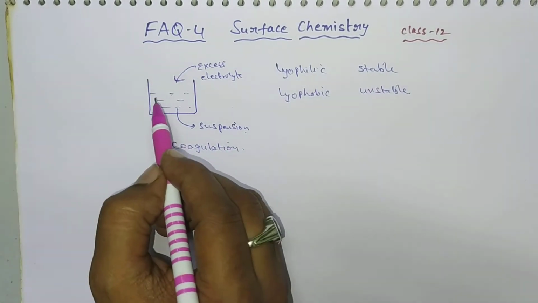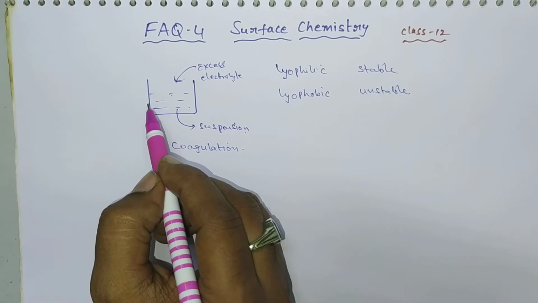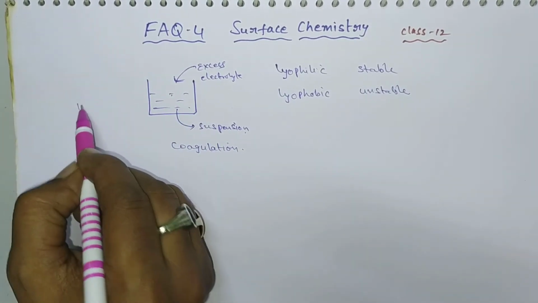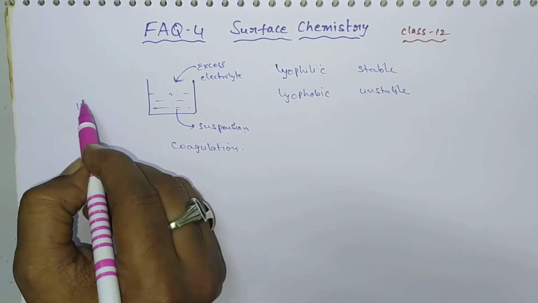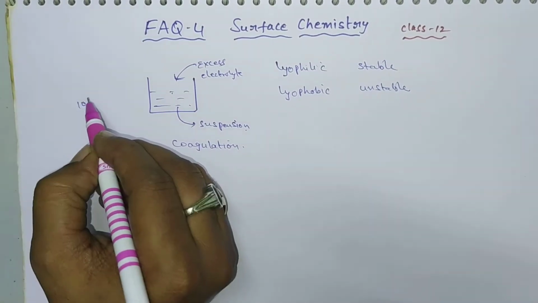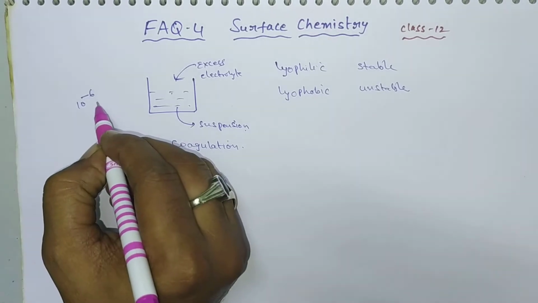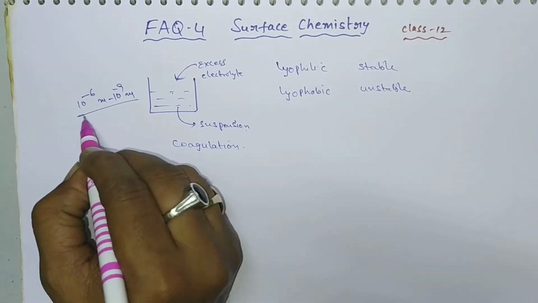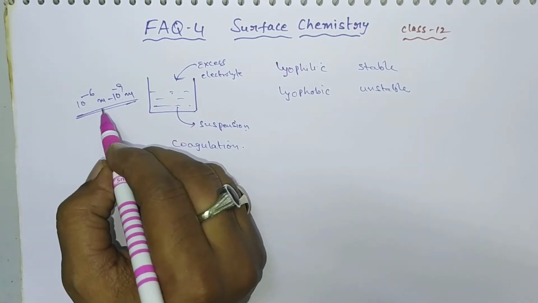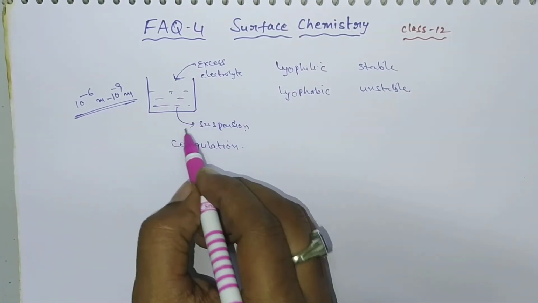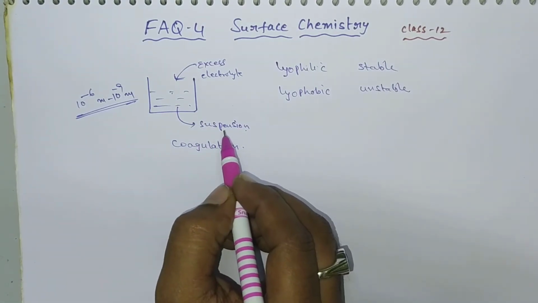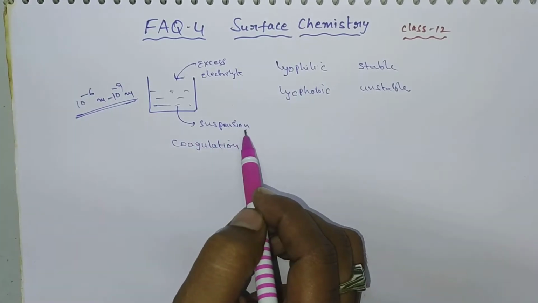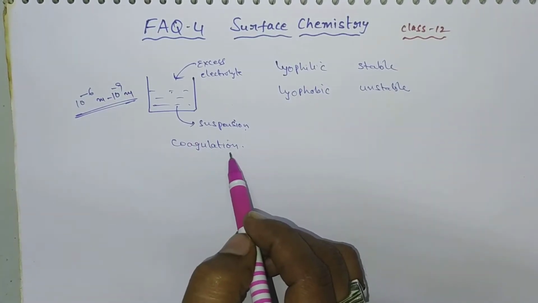That means the colloidal particles have a small size, whereas the suspension particles have a large size. Generally the colloidal solution consists of particles in the size range from 10 to the power of minus 6 to 10 to the power of minus 9 meters. If the size of the particle is greater than this, then the solution is called a suspension. So by the excess addition of any electrolyte, a colloidal solution will turn into suspension. That process is called coagulation.